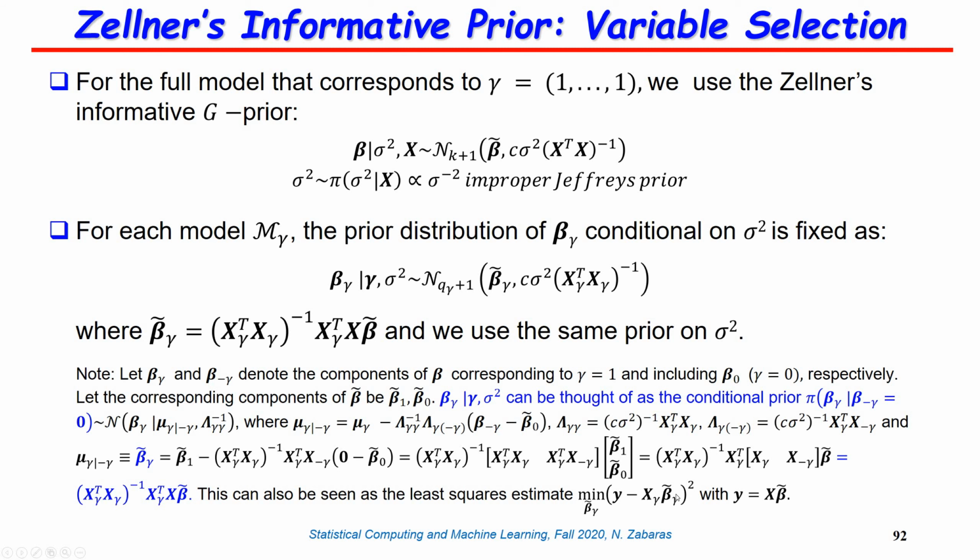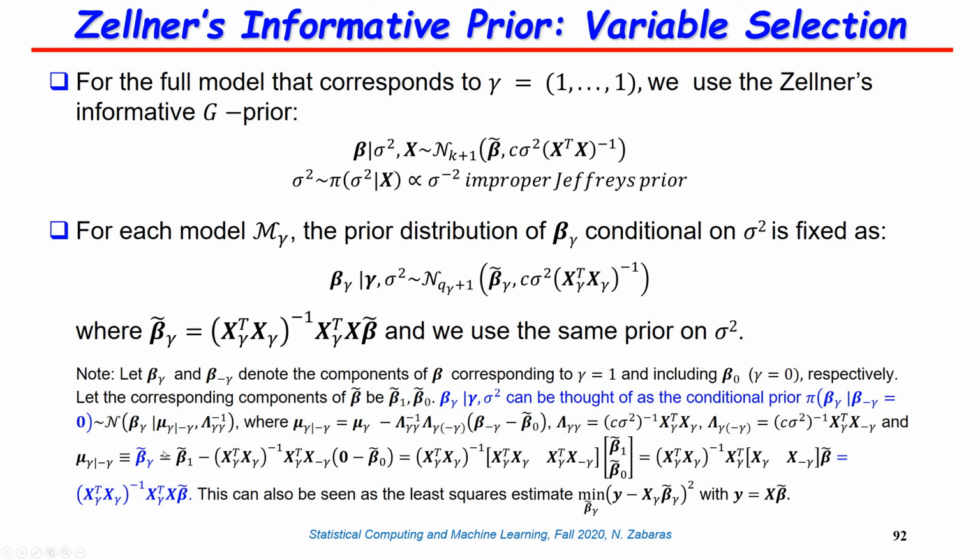Now this problem is a least squares problem. And if you do the calculations, it turns out that tilde of beta gamma is given by x gamma transpose x gamma inverse, x gamma transpose x, tilde of beta. And we don't have any problem with x gamma because I remind you x gamma is the design matrix where I keep the first column of ones and I only keep the columns for the explanatory variables that have gamma equal to 1. The rest are not there.